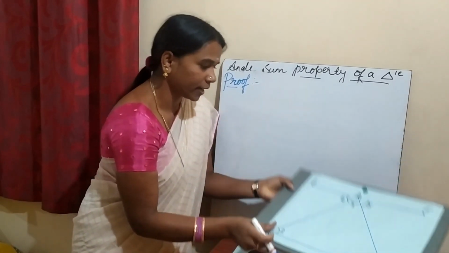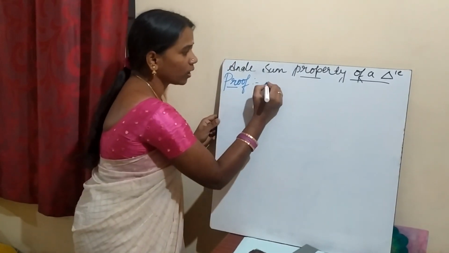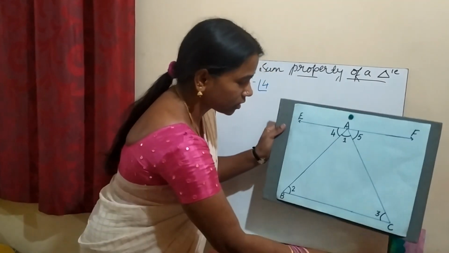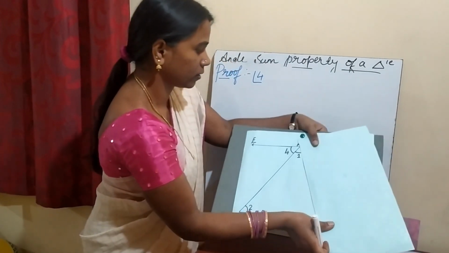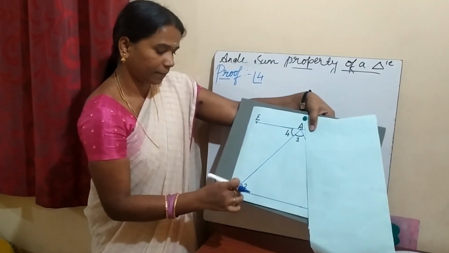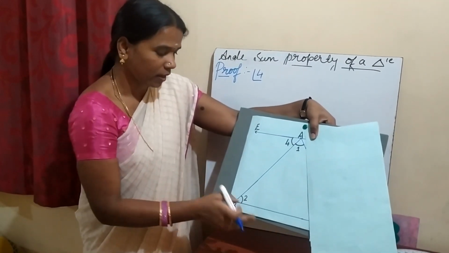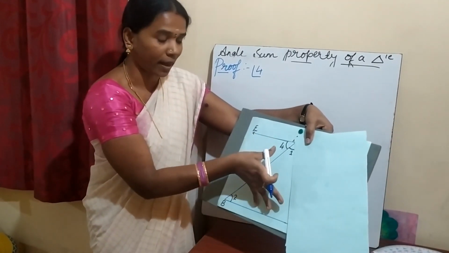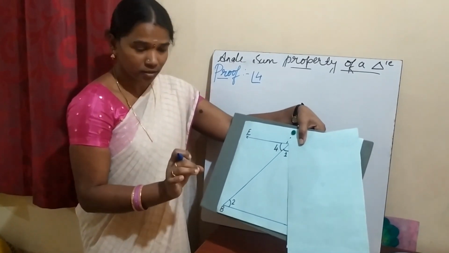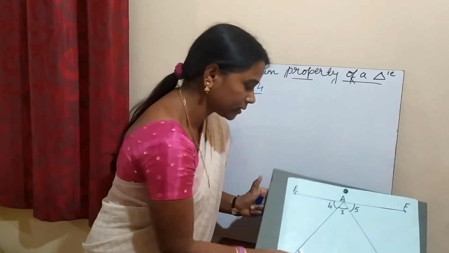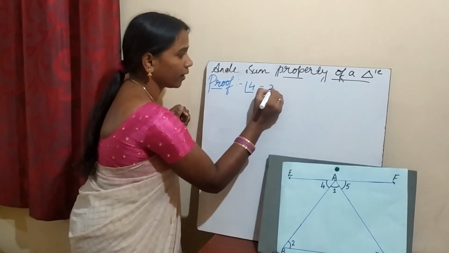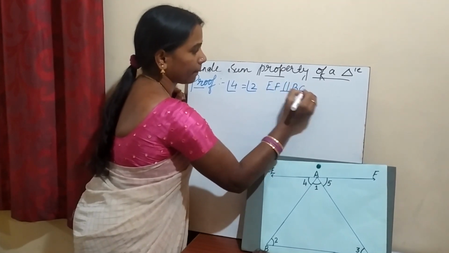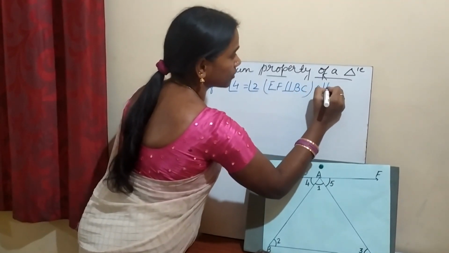So just let us see. Angle 4, what is the relationship between angle 4 and angle 2? Just carefully observe this. Only this line AB. Now AB is called a transversal, and BC and EF are the parallel lines. Whenever a transversal cuts parallel lines, alternate angles are formed, and those alternate angles are equal. So angle 4 is equal to angle 2, since EF is parallel to BC, and these are called alternate angles.